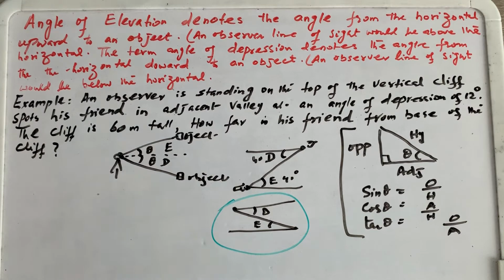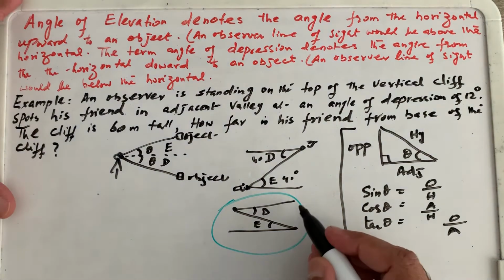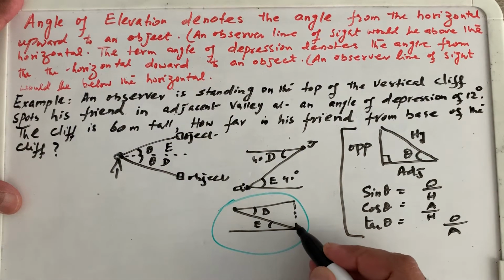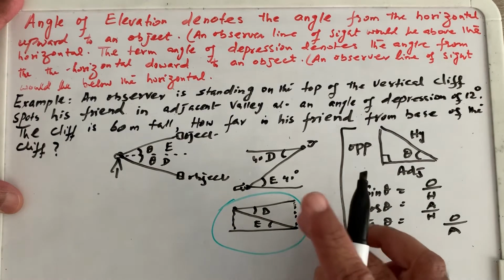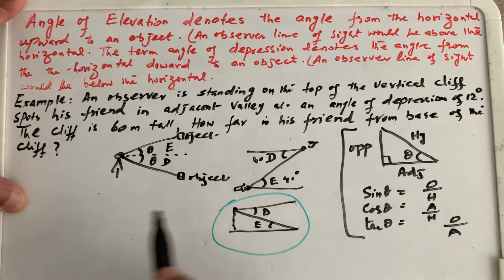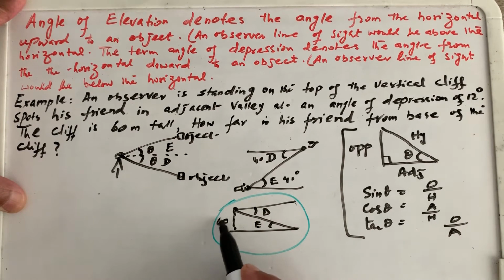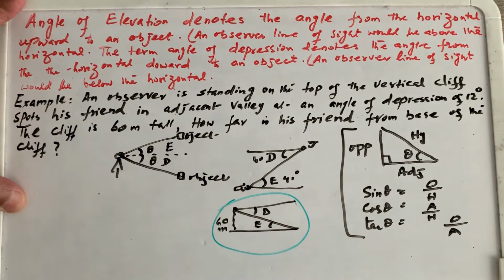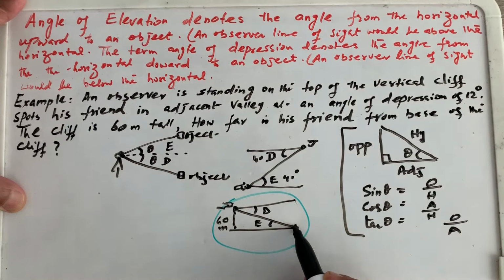So an observer is standing on the top of the cliff, right? Vertical cliff. So the vertical cliff is here. Let's say this is the vertical cliff, and the cliff is 60 meter tall. This one is the cliff. This is high, and an observer is standing over here, and he's seeing in the valley that his friend is standing here, right?